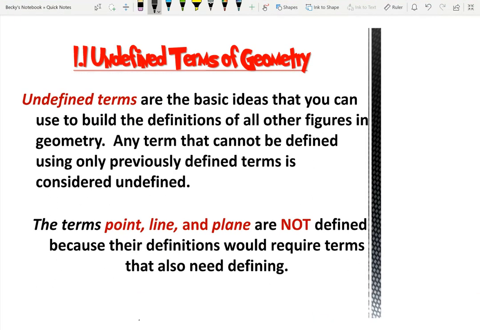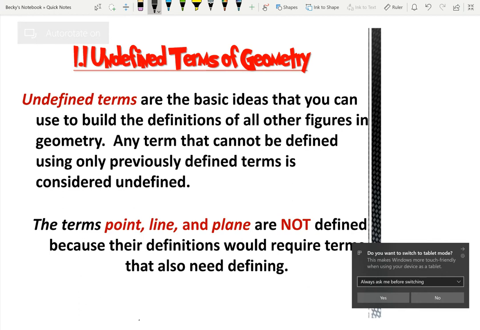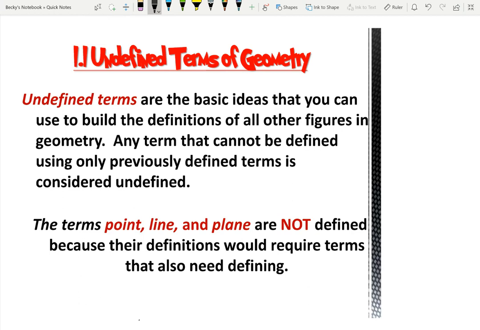Hi, we're going to start today with lesson 1-1, undefined terms of geometry. So it's a weird idea to think about when we define words. We usually use other words to help define it. So when we start with geometry, we have to have a starting point. And those three words are point, line, and plane. Those are considered the undefined terms of geometry because they can't be defined with words that we've already defined.